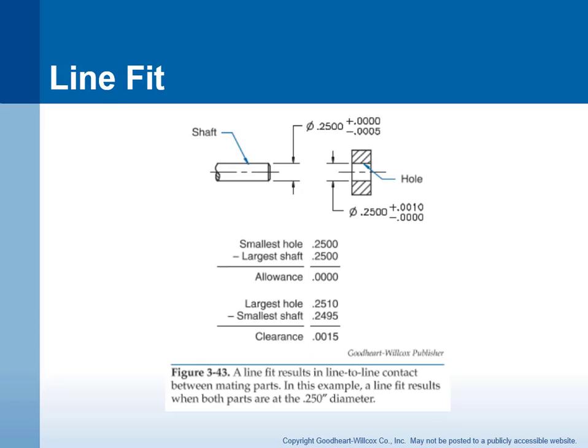Here's a line fit. If we take the smallest hole and the largest shaft, our allowance is 0. That's the special case of a line fit. Okay, and then on the clearance side, if we take the largest hole and the smallest shaft, we have 1.5 thousandths of an inch clearance.